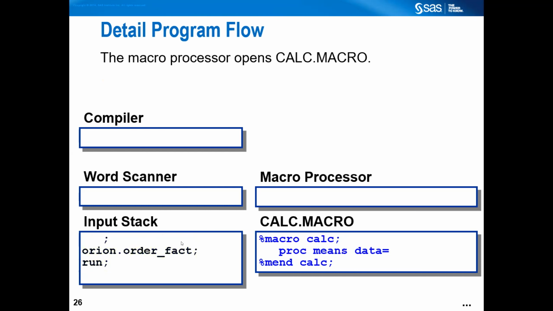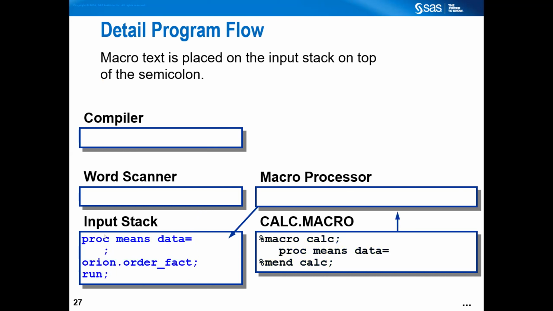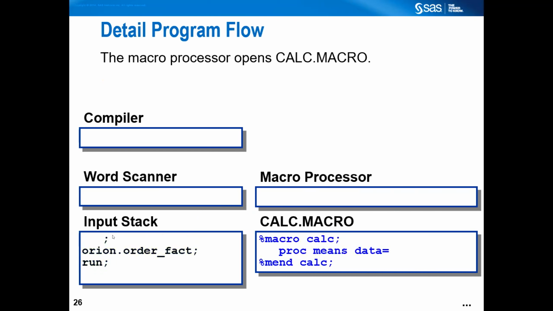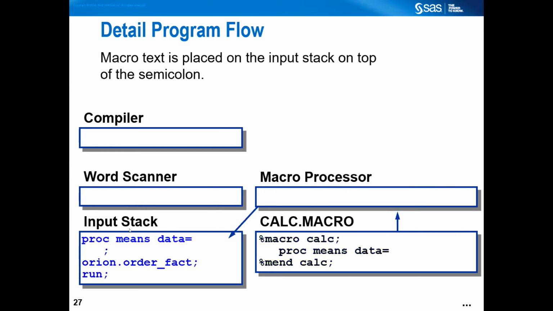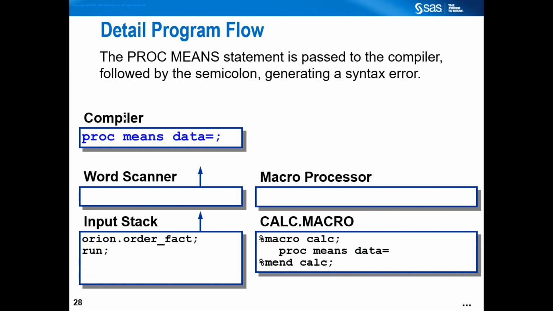Now, when it is copied to the input stack, it was already called with a semicolon, correct? So this statement, when copied to the input stack, will be completed with the semicolon. So this is how it appears: macro text is placed on the input stack on top of your semicolon. Now this goes through word scanning, where it tokenizes and goes to the compiler. The compiler keeps receiving tokens until it receives the end of the statement. It immediately finds a semicolon, the end of the statement.